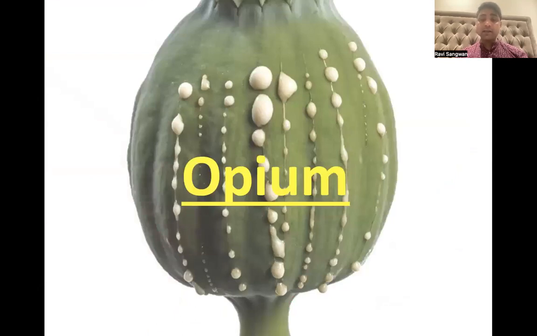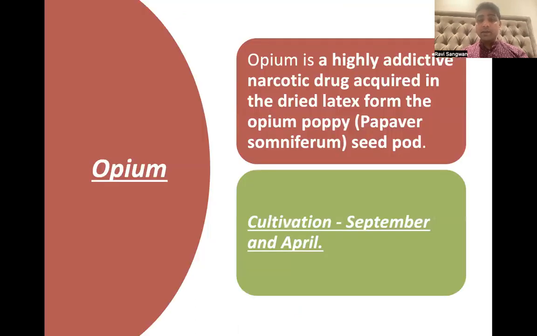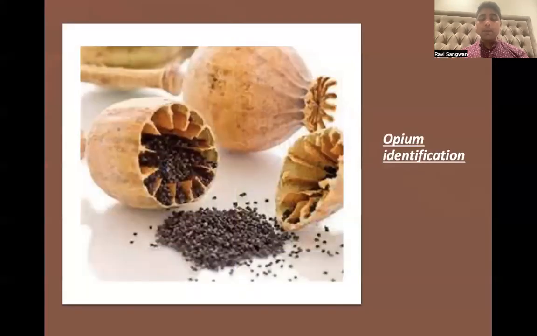Okay, and now let's talk about opium. You can easily see this plant. This is the opium poppy plant. Opium is a highly addictive narcotic drug acquired from dried latex of the opium poppy plant or seed ball, and mostly the cultivation begins in September and April. Okay, next. Opium identification.